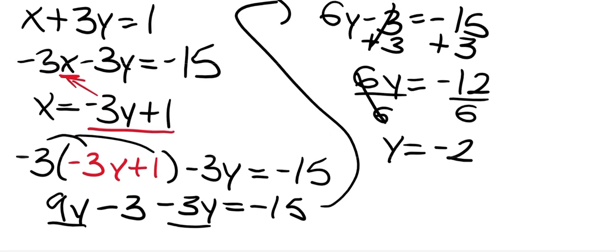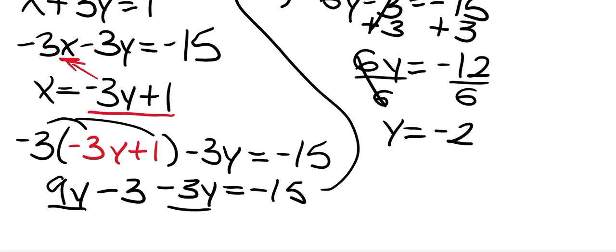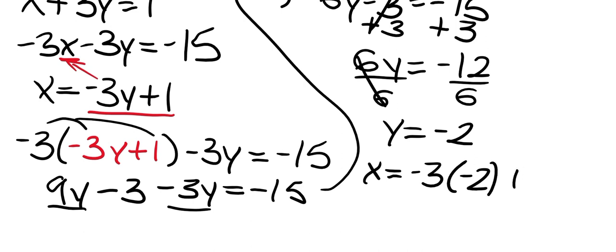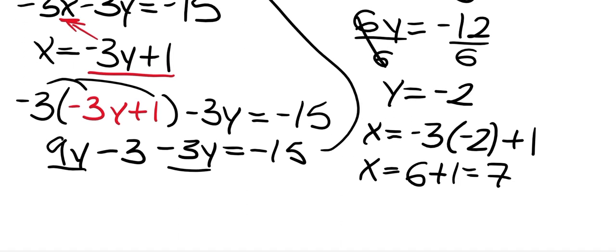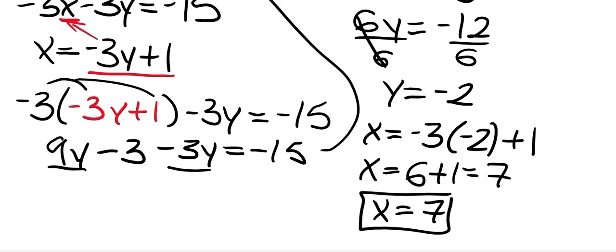Then, to get the x value of our answer, we're going to plug in y equals negative 2 in for the equation that we have for x. x equals negative 3 times negative 2 plus 1. Negative 3 times negative 2 is 6, plus 1 is 7. And we get that y equals negative 2 and x equals 7.